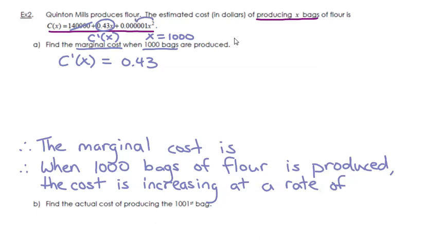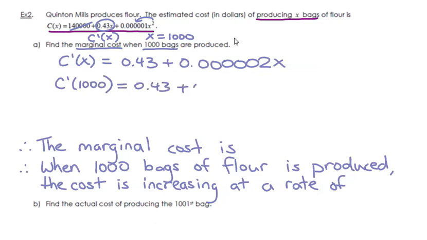And then the 2 is going to multiply all of that. Let me make sure I get enough zeros. How many zeros is that? 1, 2, 3, 4, 5, and a 2, and then an x. Okay, so there is my function for the marginal cost, but I want the marginal cost at 1,000 bags. So 0.43 plus 0.000002 times 1,000. All right, and I'm getting something like this.